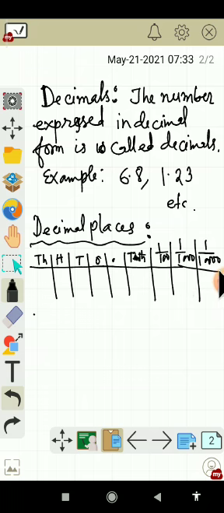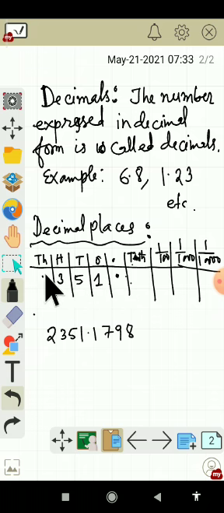So this way the number will be, suppose one number I have written here, 2351.1798. How do you write this one? First you write the decimal point, then you place the values in the place value chart. This is the decimal place value chart. So 2351 here, and here it is 1798. This number we can expand also.